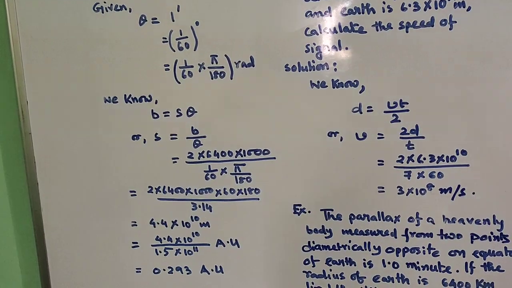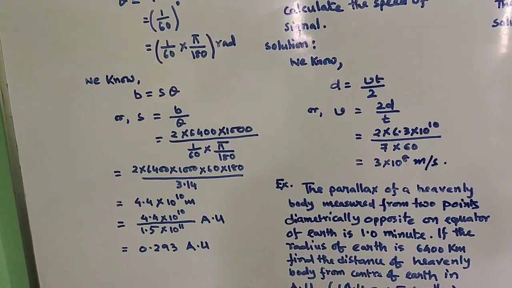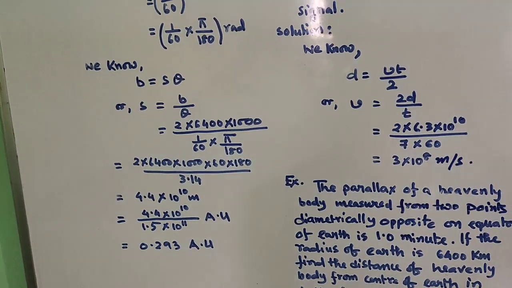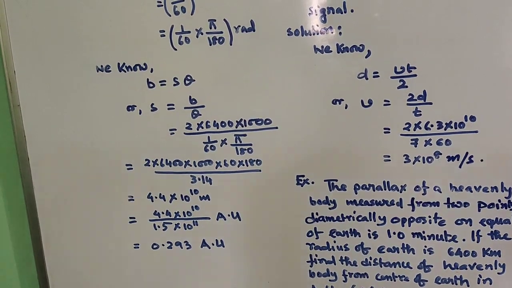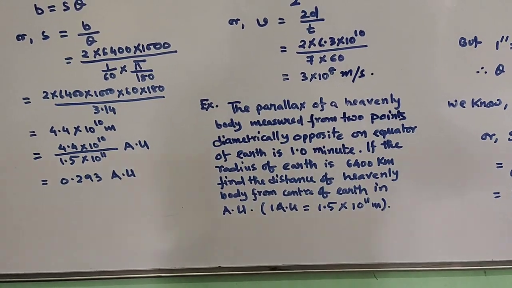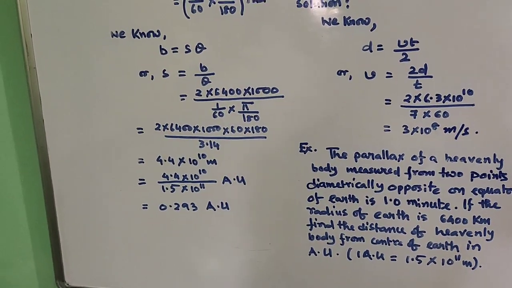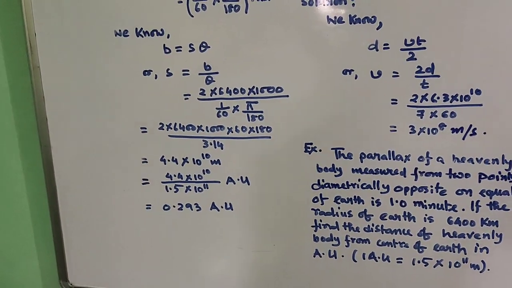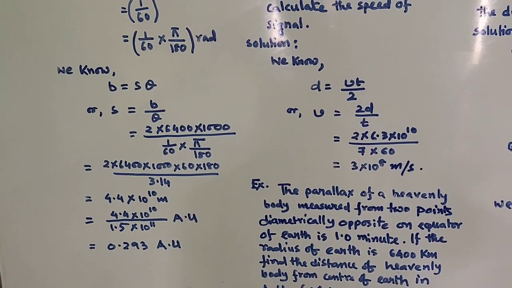2 into 6400 into 1000, divided by 60 into 180, where pi is 3.14. So go for the simplification part, the cancellation and multiplication. The value coming out is 4.4 into 10 to the power 10 meter. But the question says to express this in terms of astronomical unit, and one astronomical unit is given as 1.5 into 10 to the power 11 meter. So you have to convert this in terms of astronomical unit: 4.4 into 10 to the power 10 divided by 1.5 into 10 to the power 11. The value coming out is 0.293 astronomical unit.